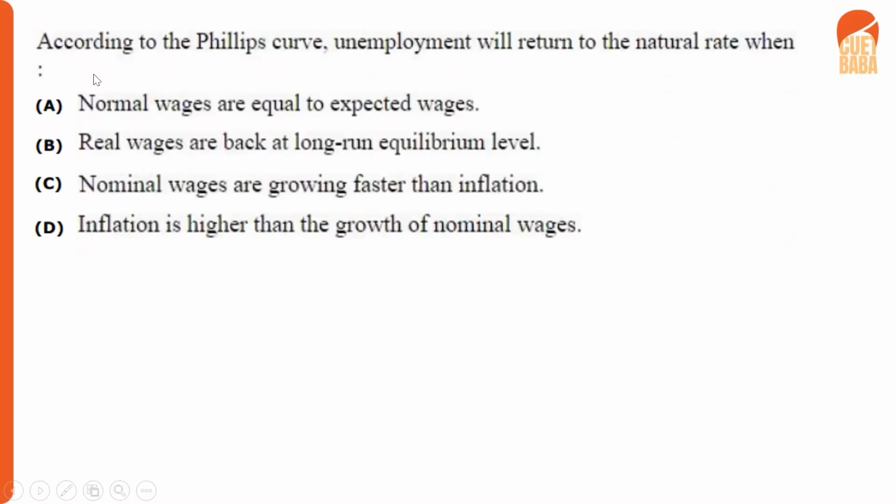Then we have the next question, that is, according to the Phillips curve, unemployment will return to the natural rate when. So we have studied the Phillips curve already, and there we saw the short run as well as the long run equilibrium level. And when we studied the long run equilibrium, that's where we studied regarding the natural rate and the unemployment returning to the natural rate and everything. So out of the options given, it's very easy to identify because the long run equilibrium is given only in option B.